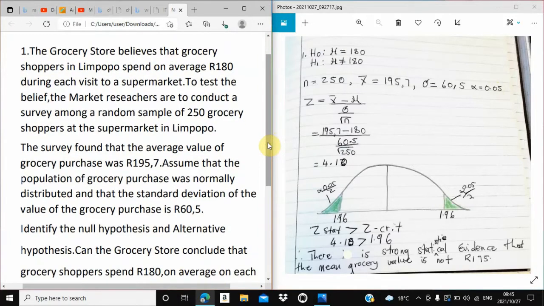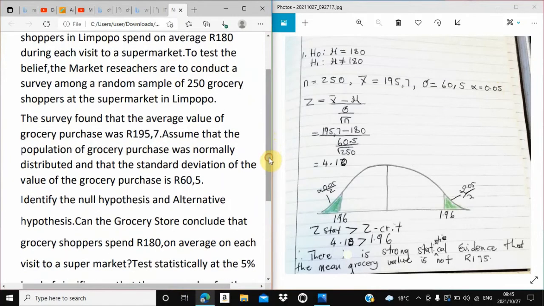If you are given a statement and they don't give you the level of significance, that's not by default 0.05 is our alpha level of significance. Now, some of the statements they will not test statistically at the 5%. If they didn't give you any percentage at which to test, then you know by default automatically our alpha is 0.05, which comes from 5%.